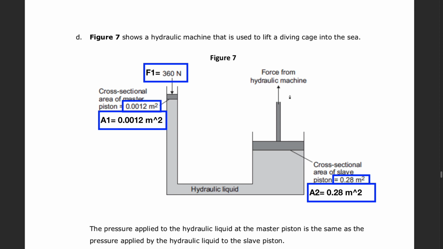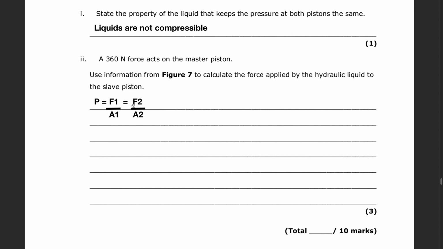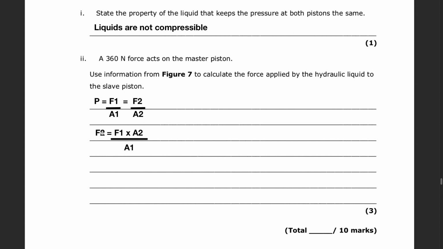So we have to get force 2 subject of the formula, first and foremost, and to get force 2 subject of the formula, we have to get rid of area 2 and send area 2 over onto the other side. This will result in F2 is equal to F1 multiplied by A2 divided by A1. So the force on the slave piston is equal to the force of the first piston multiplied by the area of the second piston divided by the area of the first.